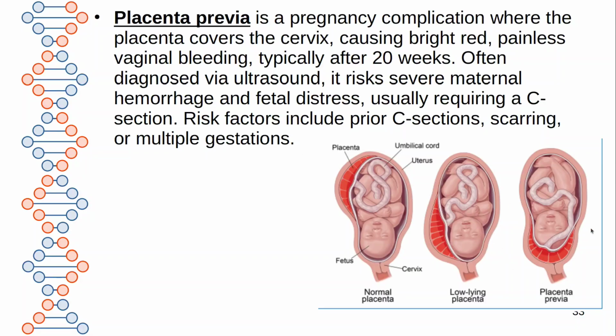In this, if the placenta is like this, normal delivery is not possible. It is risky because once the delivery process starts and dilatation starts, the placenta gets separated and starts bleeding. It is very risky. So cesarean section will be planned for placenta previa. Risk factors include previous C-section scarring or multiple gestations. So that is about placenta previa in brief.